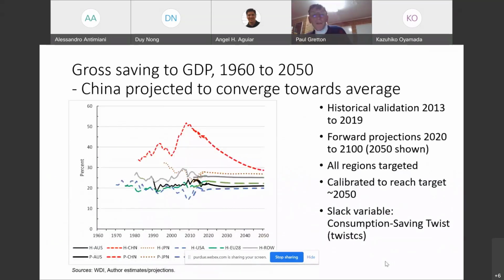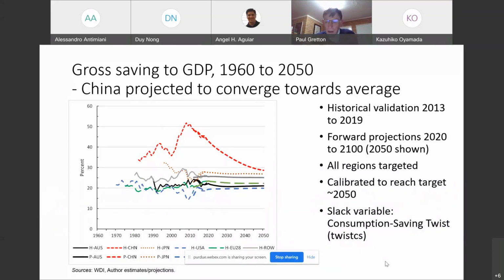But let's look at the gross savings rate, what I've done in China, particularly. So in the projections, you can see my simulations drive the China savings rate into the neighborhood of other countries. It doesn't quite get there, but it goes to the neighborhood. So you'll see that dotted line.